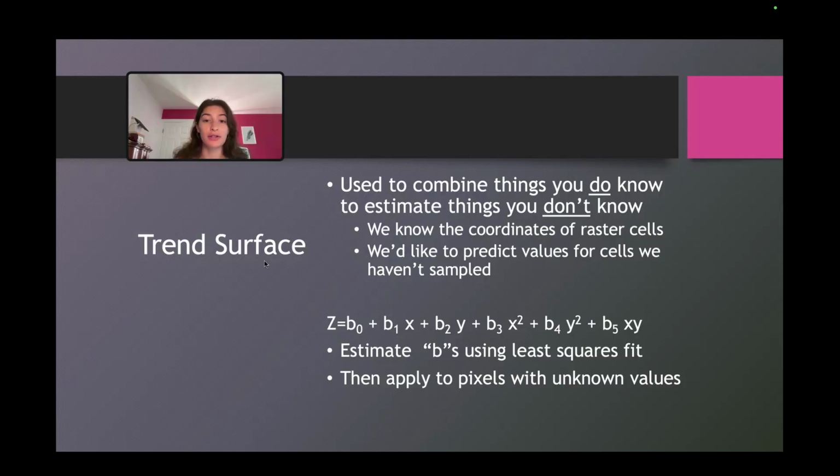Another method is called trend surface. This is used to combine things that you do know to estimate other things that you don't know, like most interpolations. We may know the coordinate of the raster cells, and then we might want to predict values for the cells we haven't sampled. This here is an example of the equation. It estimates the b's using a least squares fit, and then it applies it to pixels with unknown values.